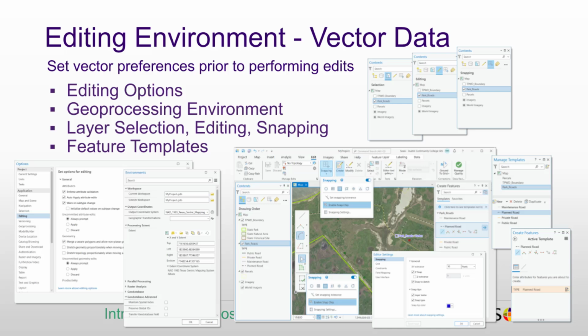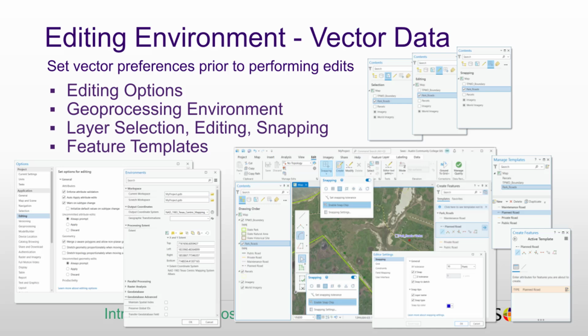In the software, when you click on the edit ribbon, that basically opens what we call an edit session. And you always want to configure, again, your vector editing environment before you start editing. The first thing I do is set what is selectable, editable, and snappable. And I do that in the contents window. You can see that in the upper right-hand side of your screen.